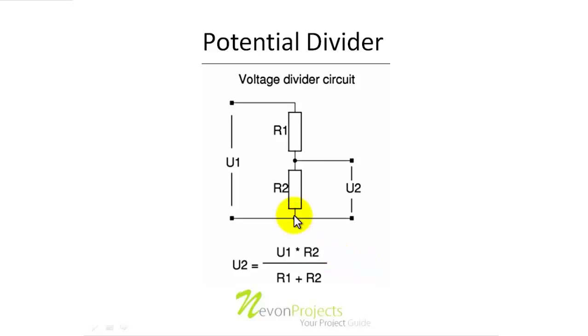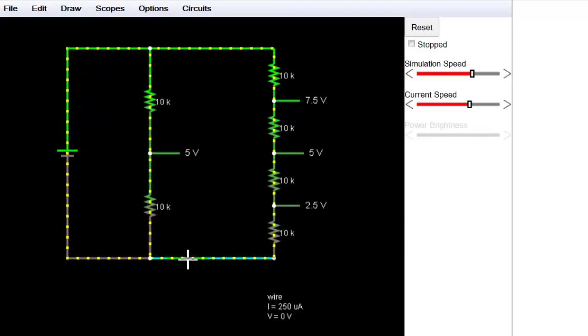So in this way we can actually divide the voltage into whatever ratio we want. Now let us see a simulation of how this actually happens. So this is the simulation of the potential divider circuit. Now let us see how the potential divider circuit is working.